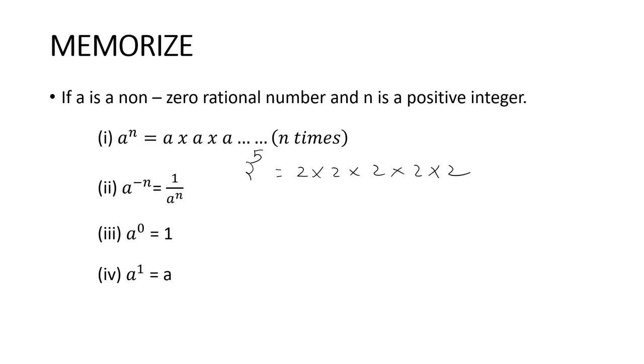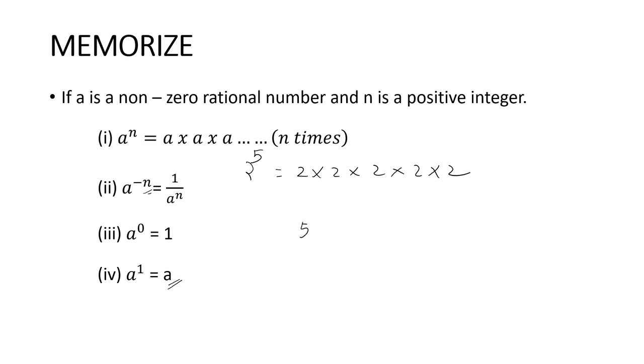What if the exponent is negative? The negative power shows that it is division, the repeated division. So we can write it as 1 by a raised to n. Make the power positive. Now, anything raised to the power of 0 is equal to 1. And anything raised to the first power is the number itself.